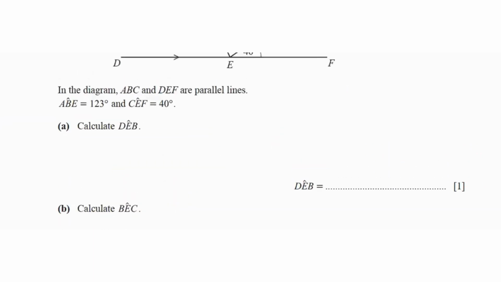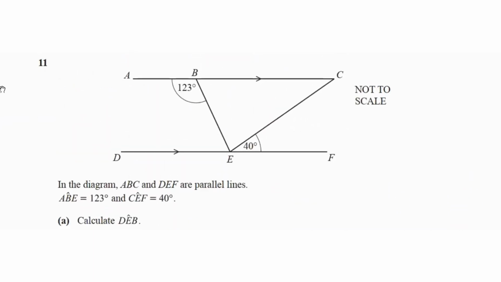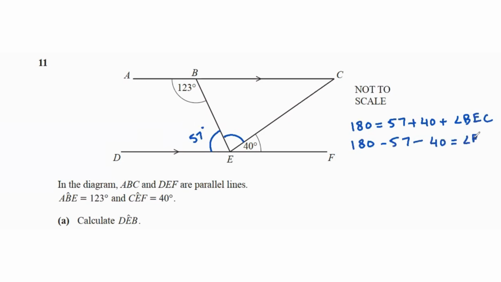Then it says calculate BEC. So BEC is going to be this angle. We already know this is 57. So to calculate this angle, we know angles on a straight line equal 180, which means 180 equals the sum of 57, 40, and angle BEC. That's 180 minus 57 minus 40. And that is going to give us 83 degrees. So that is your answer.